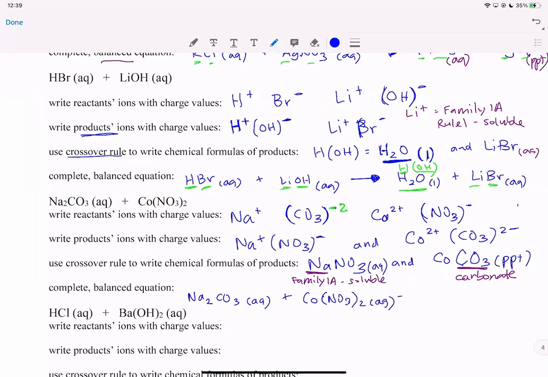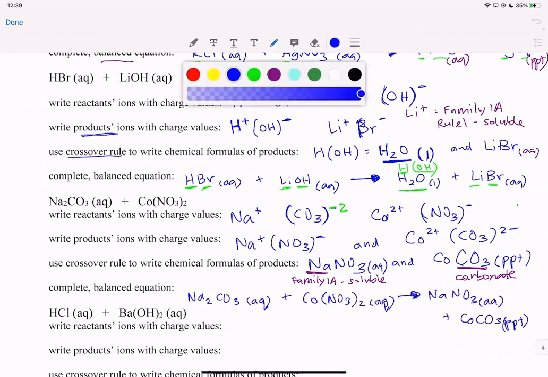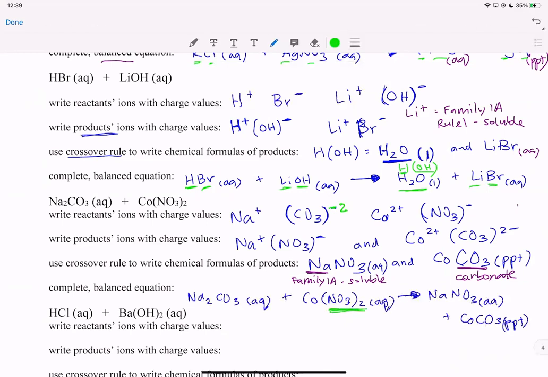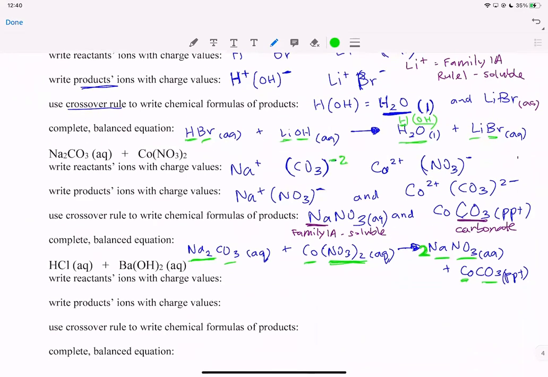So you were given those physical states. And then on the product side, you have NaNO3 (aq) and CoCO3 (ppt). To balance this, it looks like I'm going to need to add a coefficient because there's 2 of those NO3s. And so I'm going to put a 2 in front of NaNO3. So there's going to be 2 of those. This 2 coefficient also affects the Na, the sodium, and that's also the 2 sodiums on that side. Everything else balances out. There's 1 of those and 1 of those, 1 carbonate and 1 cobalt.